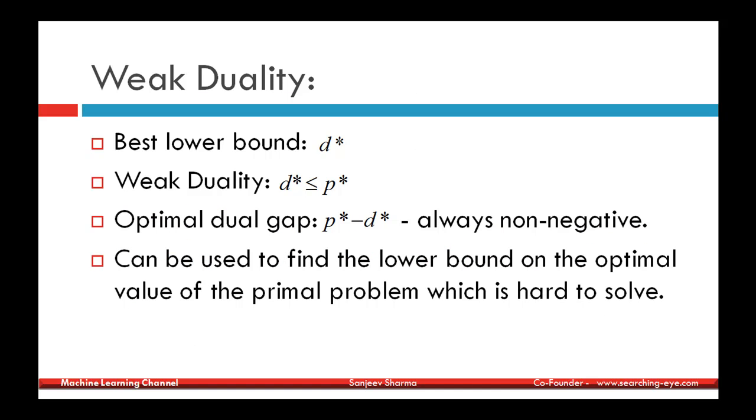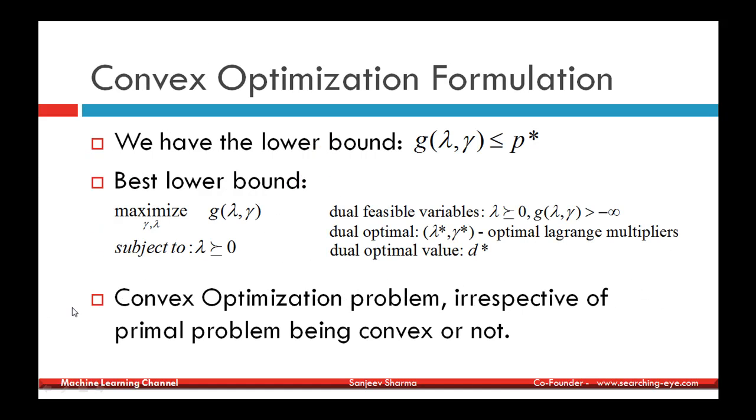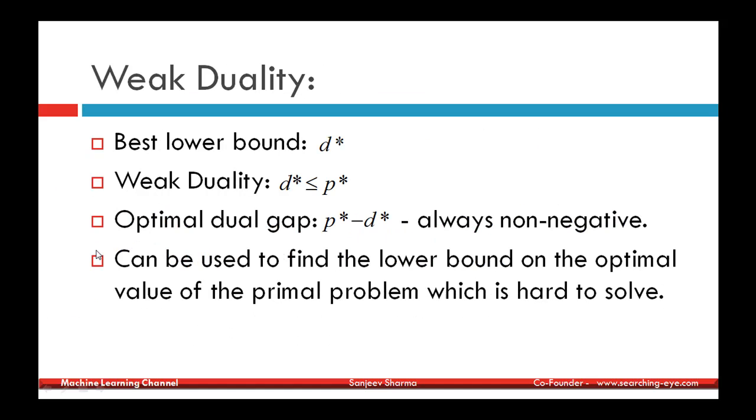So the best lower bound on p star is the optimum value of this optimization problem, and it's d star. We define the condition of weak duality as d star less than or equal to p star, and the optimal duality gap is defined as p star minus d star, which is always non-negative since d star is always less than or equal to p star.